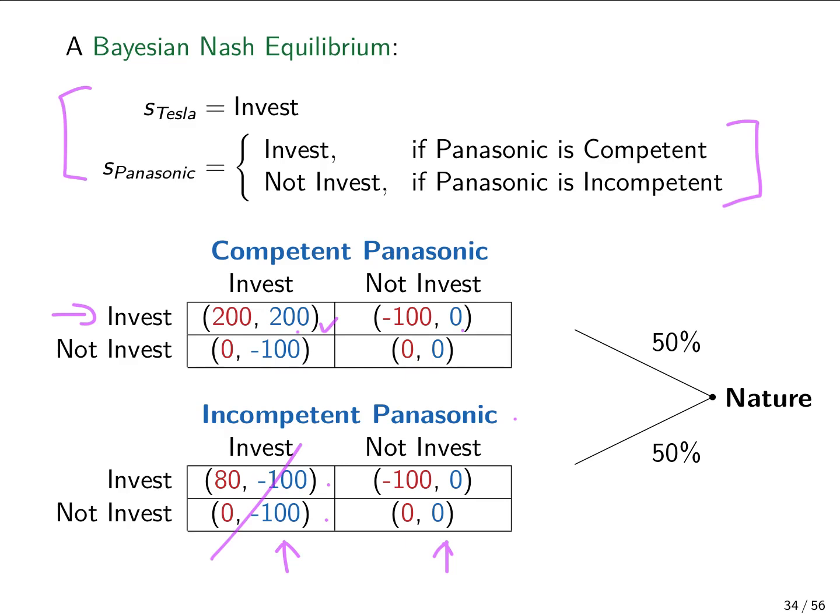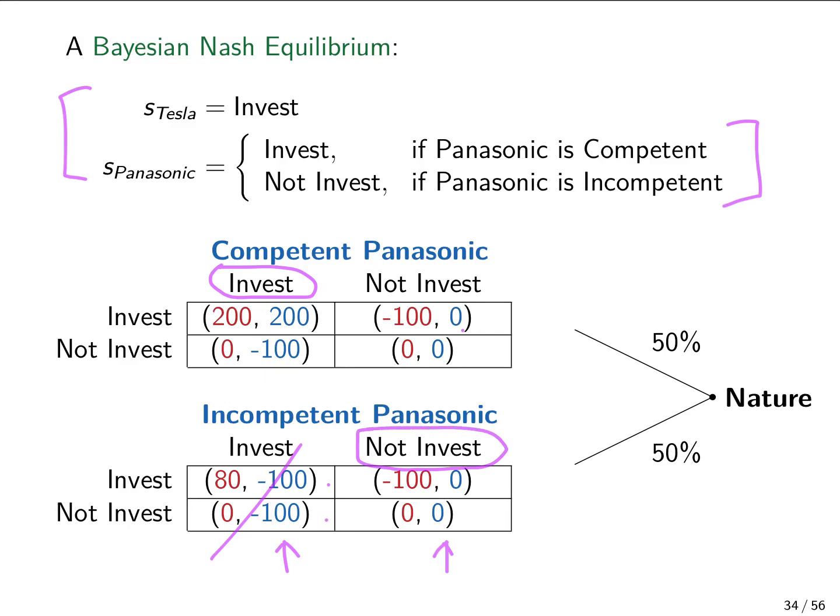Okay, and then we just need to check whether Tesla's strategy is also a best response given Panasonic's strategy. Well, with half of the probability, Panasonic is going to be competent, and in this equilibrium, competent Panasonic is going to invest, and incompetent Panasonic is going to not invest.